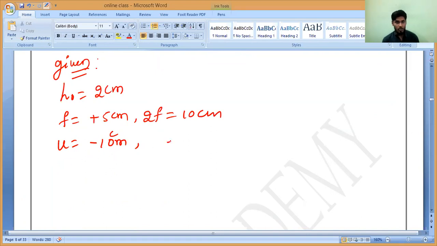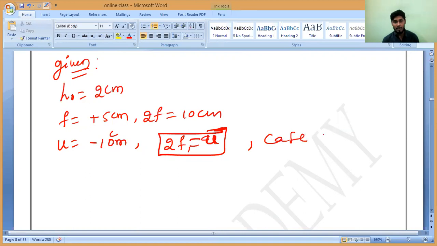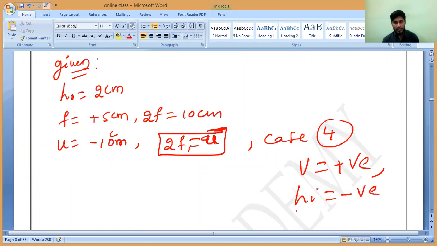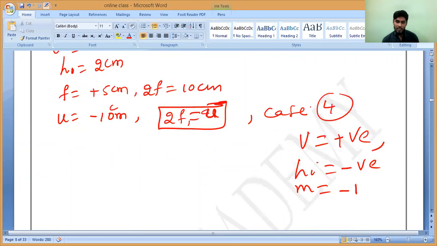What is happening? So now you may observe here. The object is at 2F, 2F is equal to U. So what is the magnification? V is positive, case number 4. Next, height of the image is negative. Understanding? Magnification is equal to minus 1. Is it yes or no? Magnification should be negative. Yes, sir. Because height of the image is equal to height of the object. That's all.